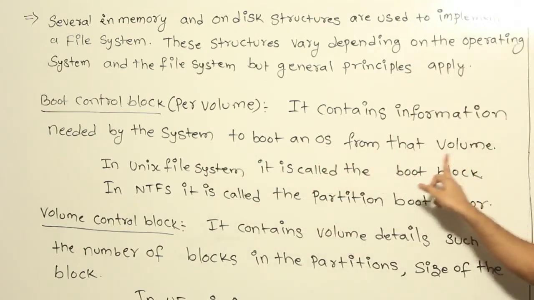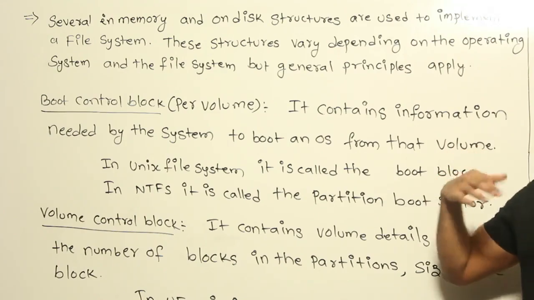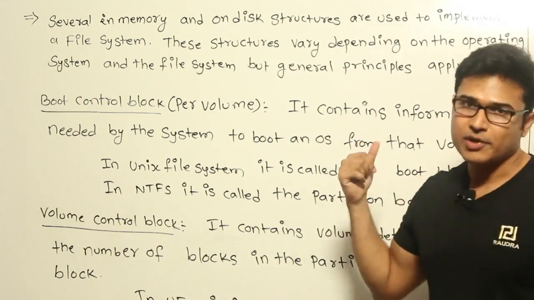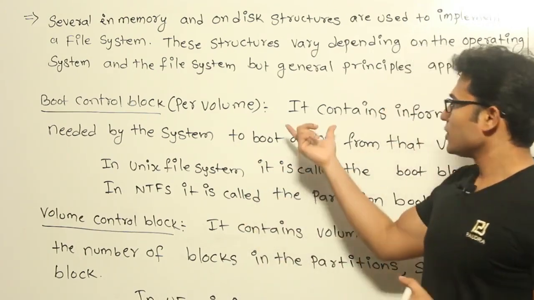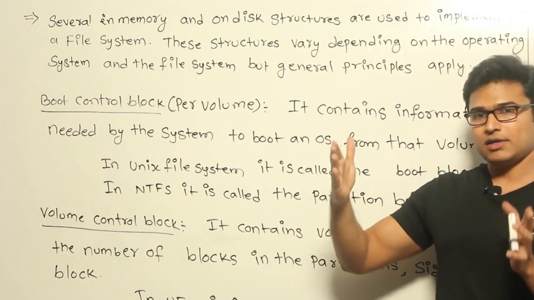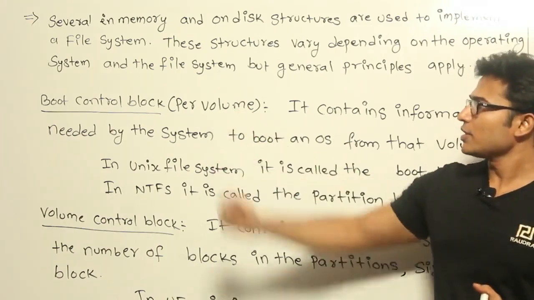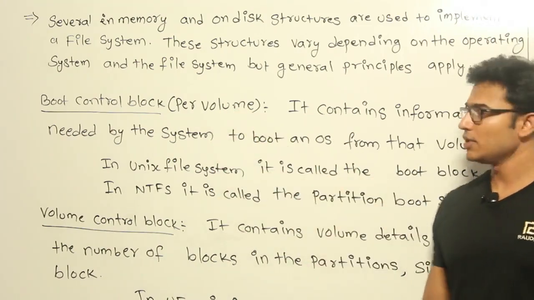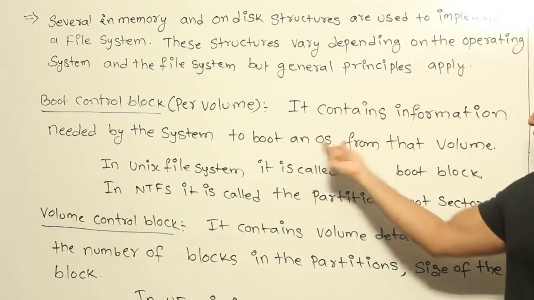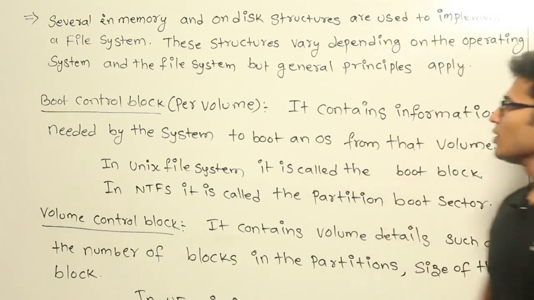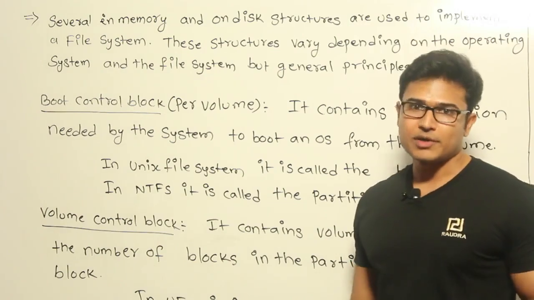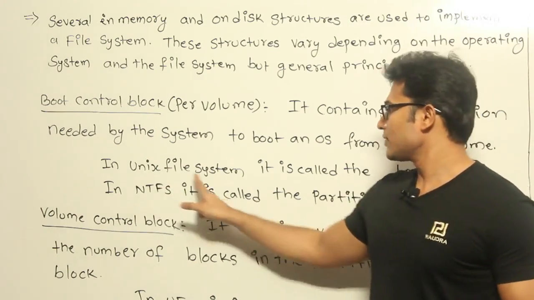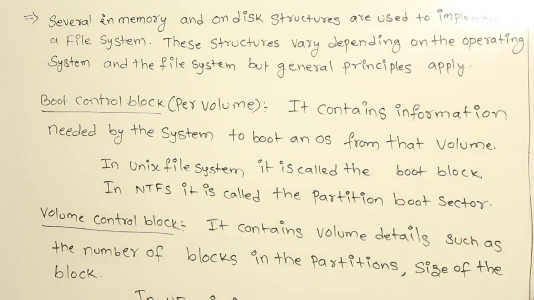So a volume is also a partition. Every partition or volume, you can assume, is going to contain a separate operating system. It is not always the case, but if you assume that every partition contains an operating system, then the first block is called the boot control block. It will give you the information to load that particular operating system from the volume. Now this particular block is called by different names in different operating systems and file systems. In the Unix file system, it is called the boot block.